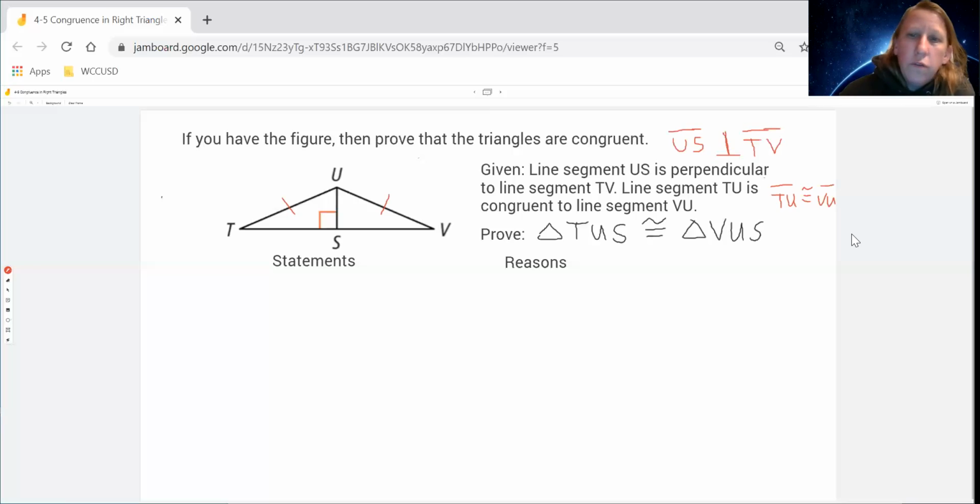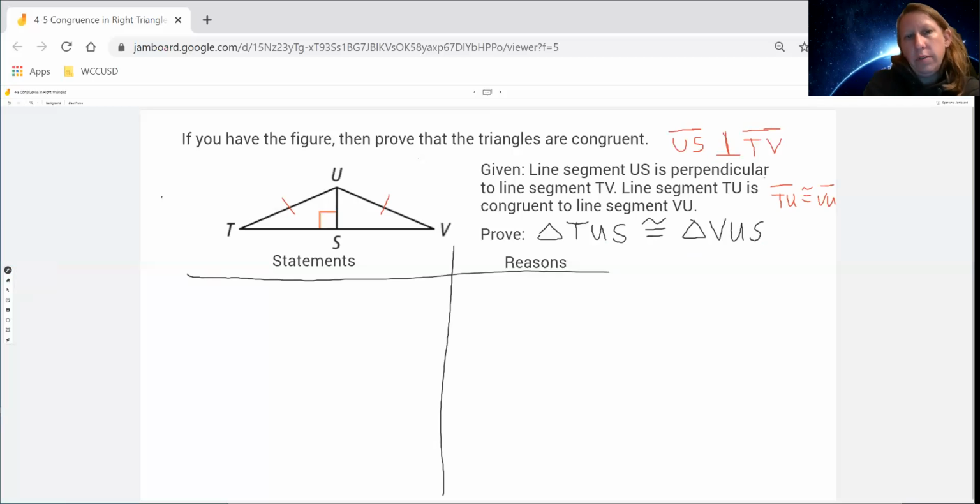And we're trying to prove that the triangles are congruent. And we are most likely going to use the thing that we're learning about right now, which is the hypotenuse leg theorem. So let's see if we can argue this one through. I'm going to start with this given information, because if I'm going to use hypotenuse leg, I need to convince people that we have some right triangles here. So line segment US is perpendicular to line segment TV. That was given.